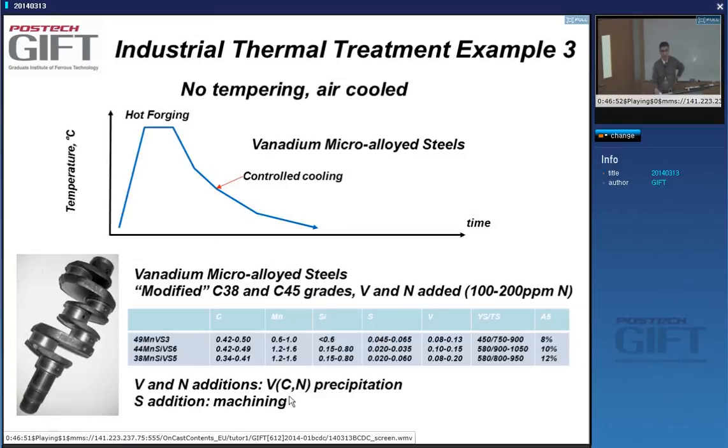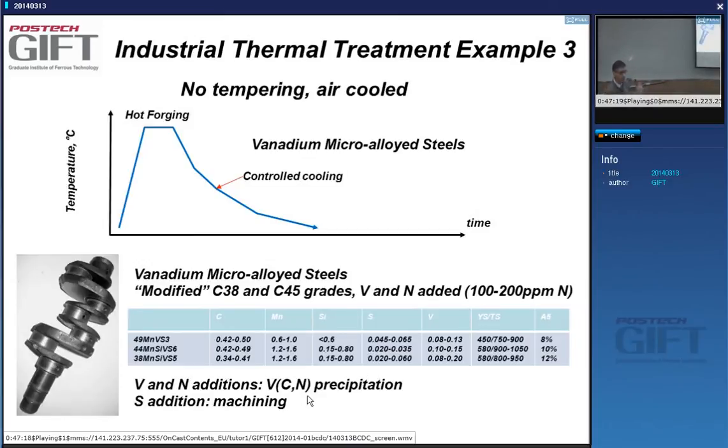Okay, so the strengthening is due to the vanadium carbonitride precipitates. The sulfur here, I just want to mention this, is higher than normal. Usually, in many applications, you like to have no sulfur. Yes, as low as possible. A few ppm, if at all possible.